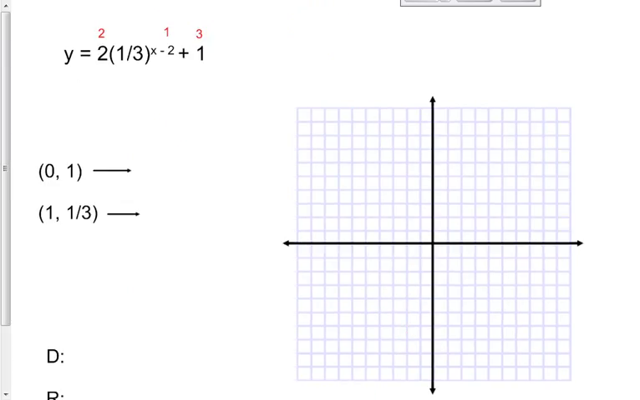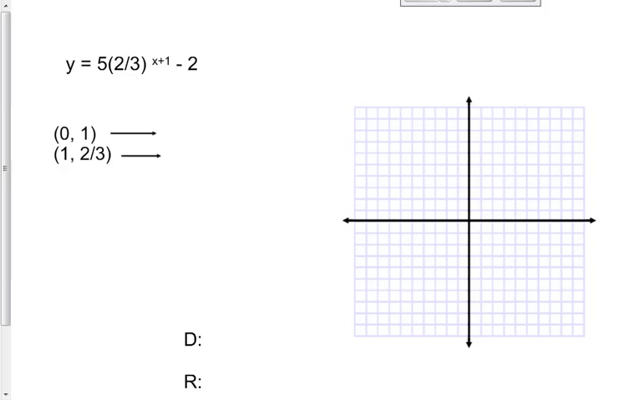Okay, we're going to skip this one and go right to this one. This has all the shifts in it. y equals 5 times 2/3 raised to the x plus 1, and then subtract 2. So I have all shifts, a, h, k. My go-to points: 0, 1 and 1, 2/3.